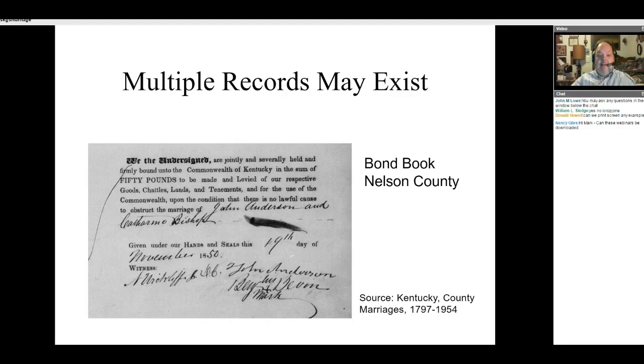In this case, it does have the bondsman's signature. So if we're trying to find out a lot about our families, it's probably wise for us to learn as much as we can as we're building the information. Are there multiple sources that contain marriage information? And there are.